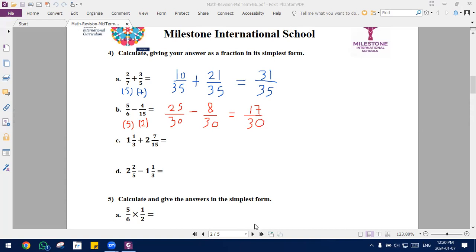Now, next question. 1 and 1 over 3 plus 2 and 7 over 15. There are two ways to solve it. We can either add the integers and then add the fractions, or we can make it improper and solve it. So for me, I will make it improper and then I will solve it. So we learn how to make the improper fraction. We do 1 times the 3 plus 1. So it's 4 over 3 plus 2 times 15, 30. So 37 over 15.